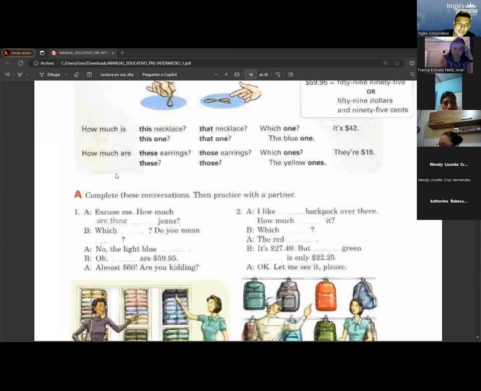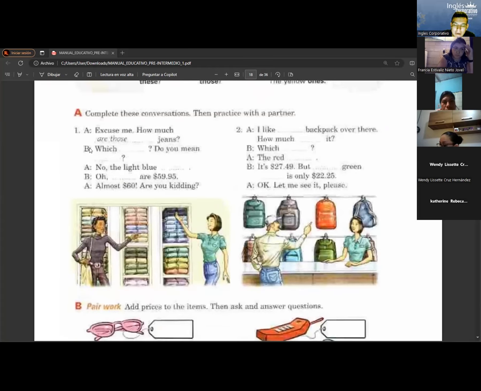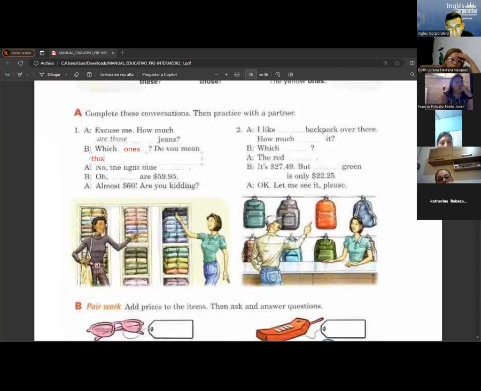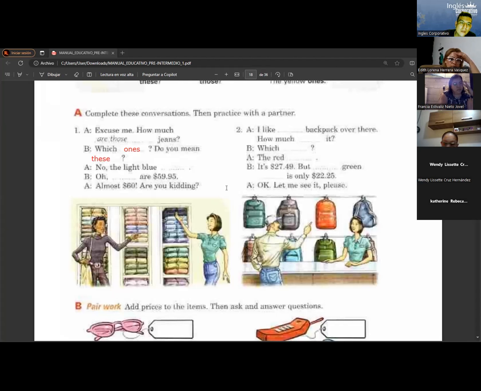Entonces vamos a tratar de completar el ejercicio A. Letter A. Complete this conversation, then practice with a partner. Excuse me, how much are those jeans? Which ones? Exactly. ¿Cuáles? Which ones? Do you mean this? How do you spell it? T-H-E-S-E. These. Plural. Excellent. Do you mean these?